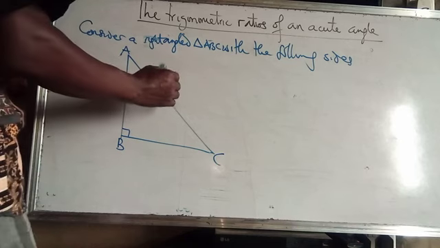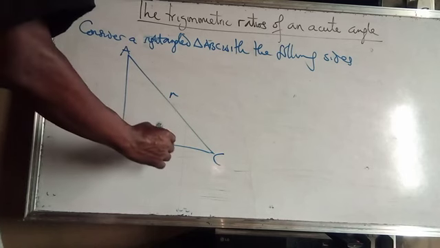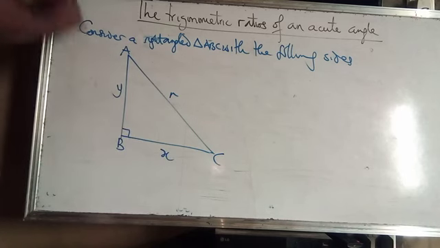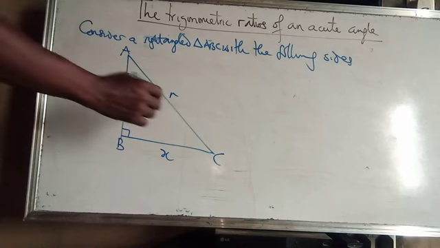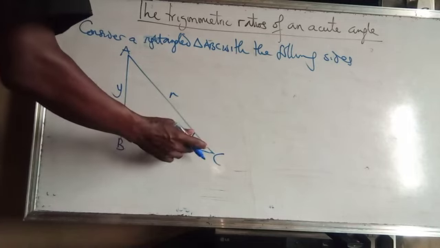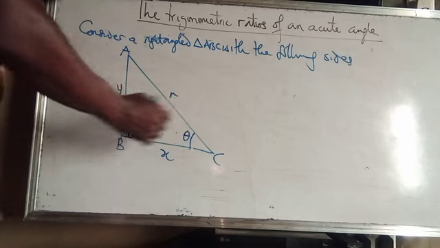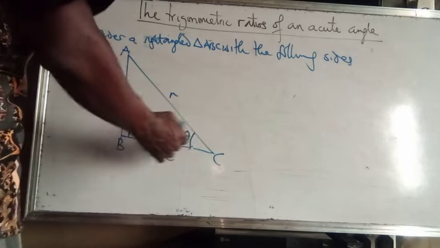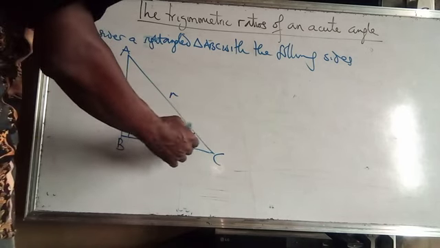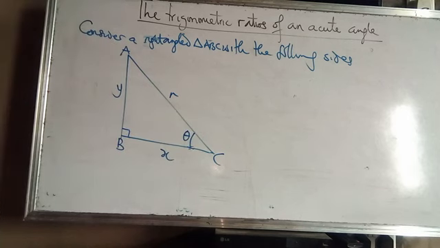Let's say here we have R. Let's call this X and let's call this Y. So this is the angle we want to actually discuss. This is the included angle that I want to refer to. This is our reference angle.